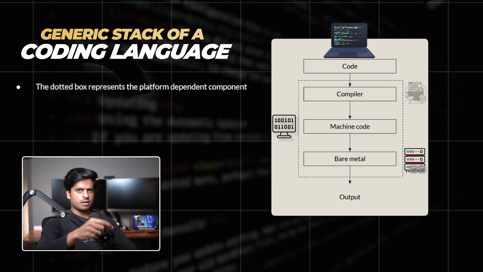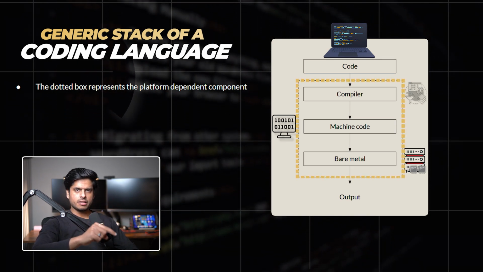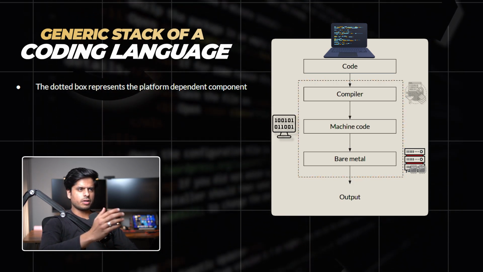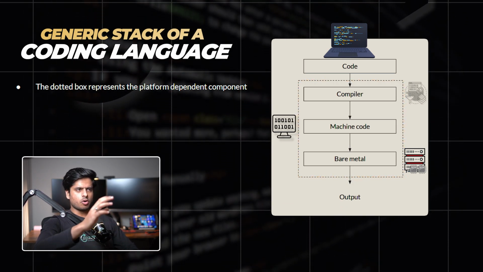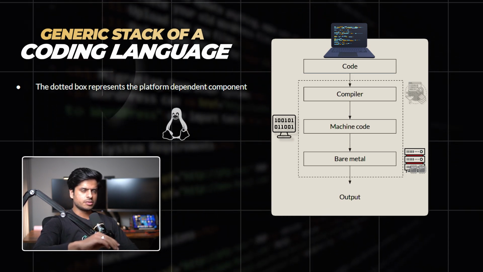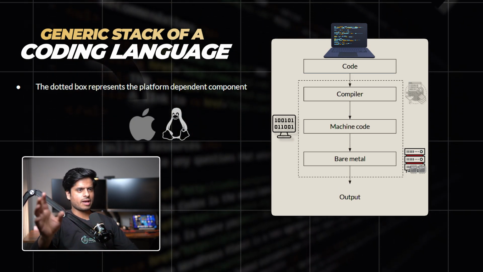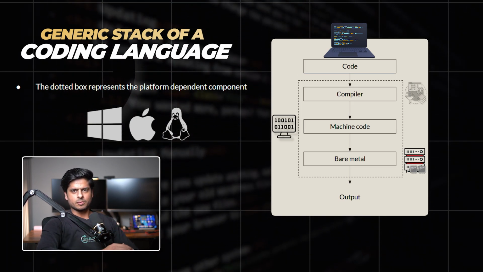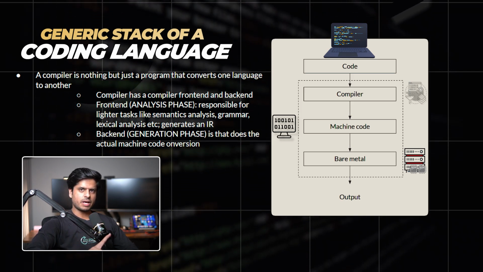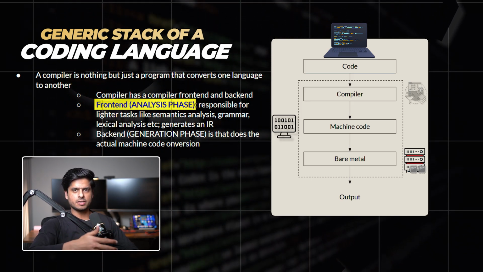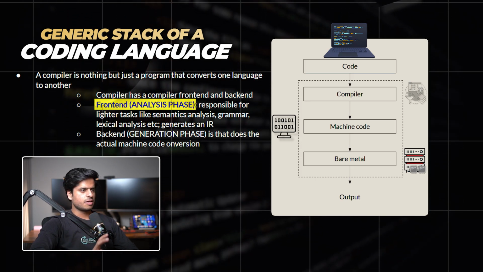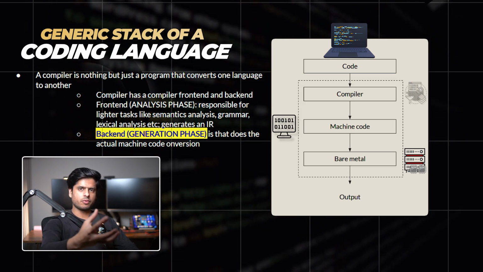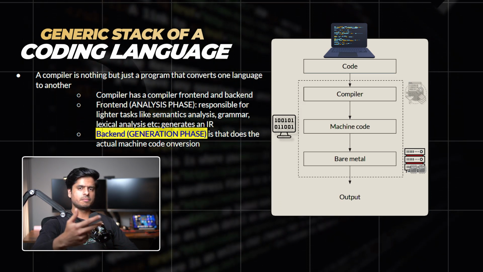In all the diagrams that we'll see, the dotted rectangle represents the platform dependent component. Now, the code for every language is generally platform independent, as in you wrote the code in Linux, then you copy it and take it to Mac or Windows. The compilers are generally platform dependent and they compile the same code. So the compiler has two phases. One is known as the compiler front end, which is the analysis phase, which does all the grammar check and the lexical analysis. And the second phase is the compiler backend, which is the actual generation. So it takes in the stuff that is generated by the front end and then converts it to the machine code.